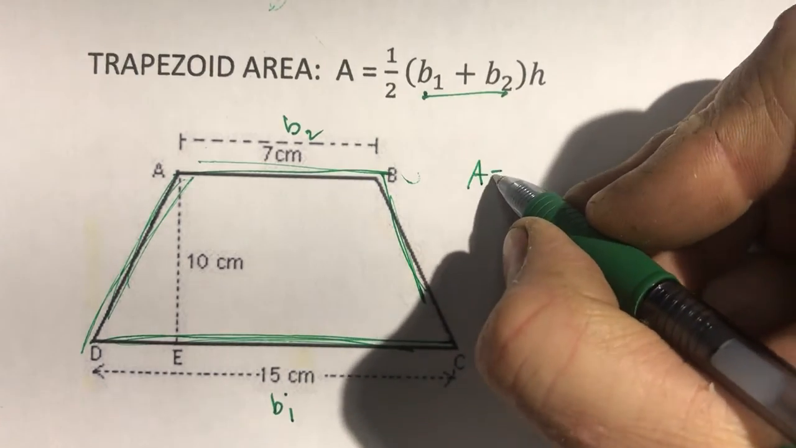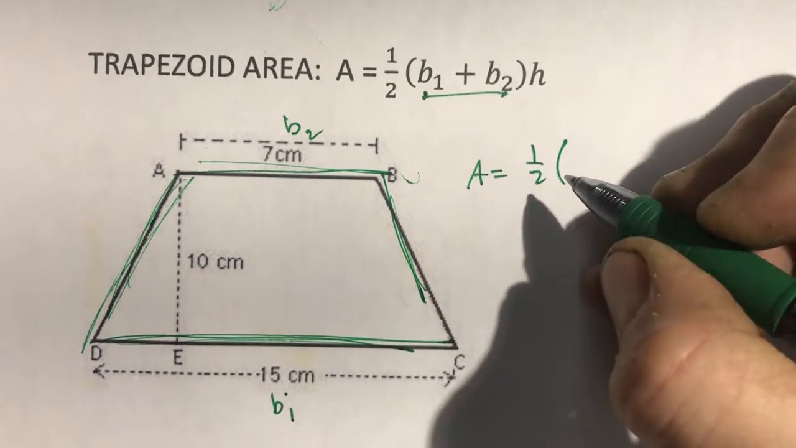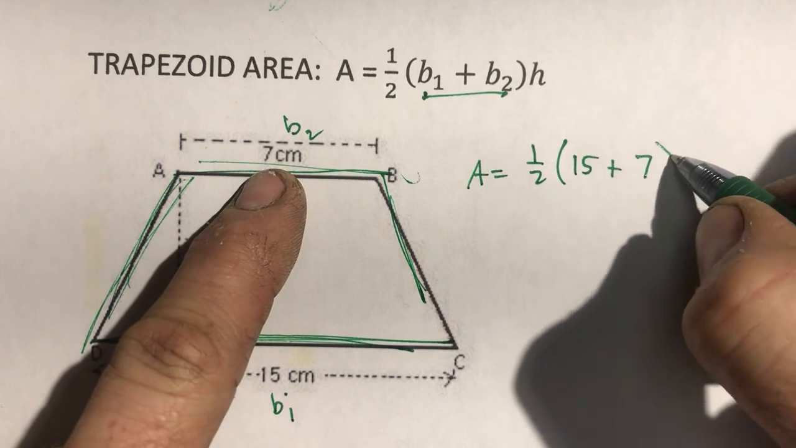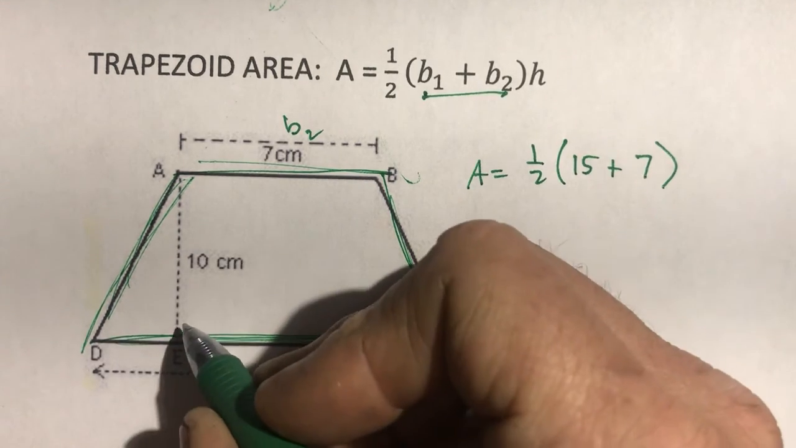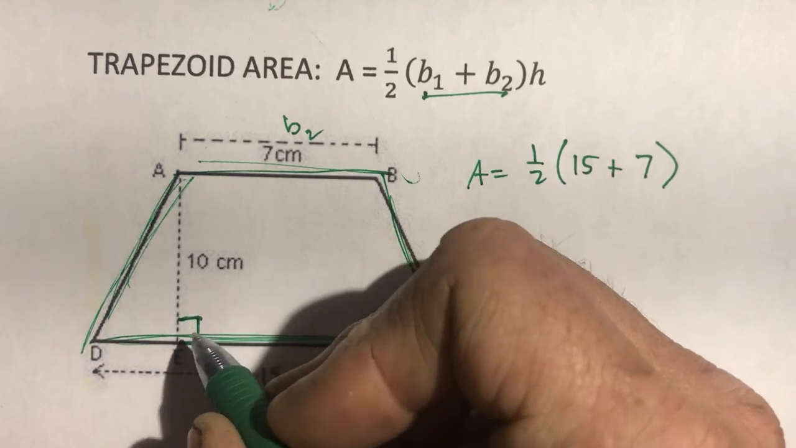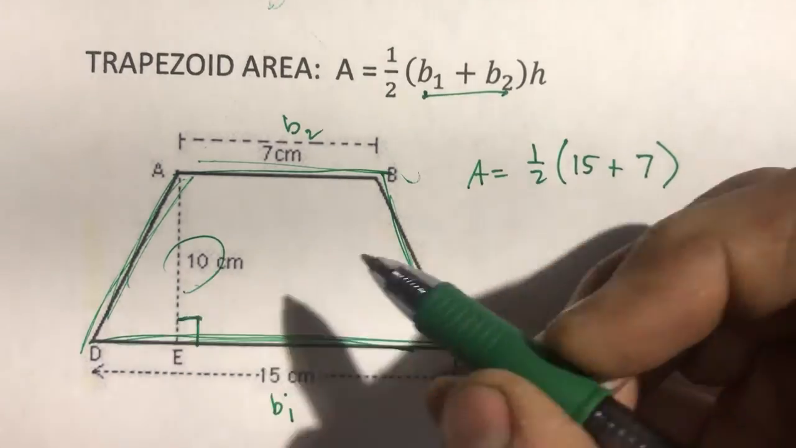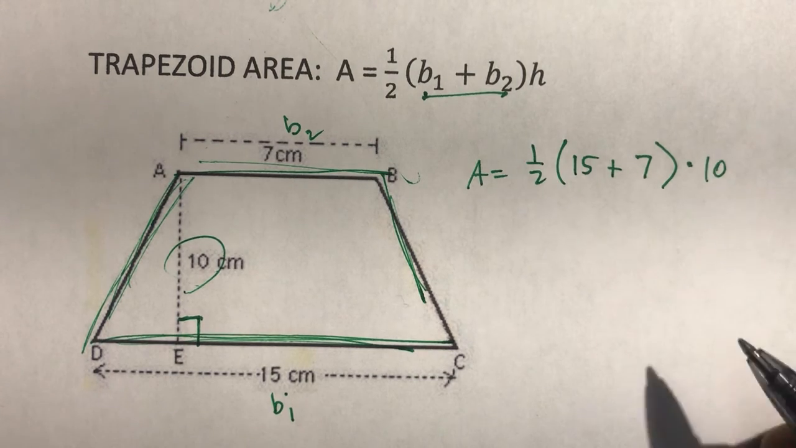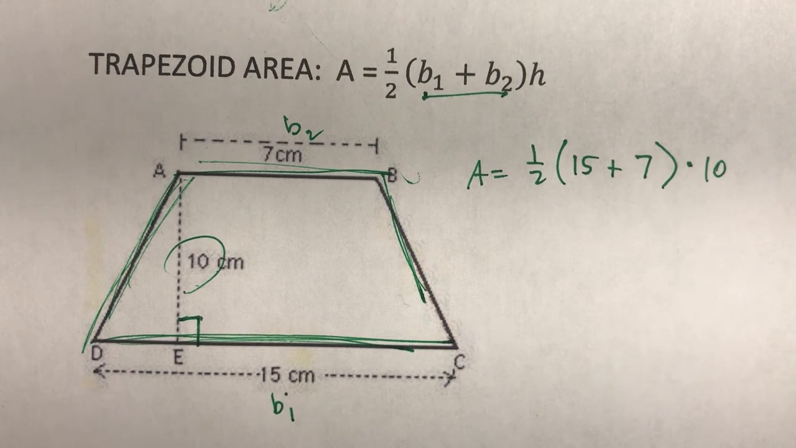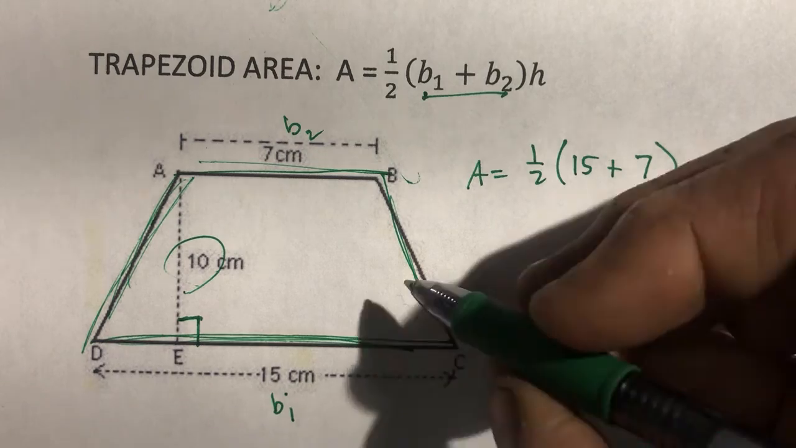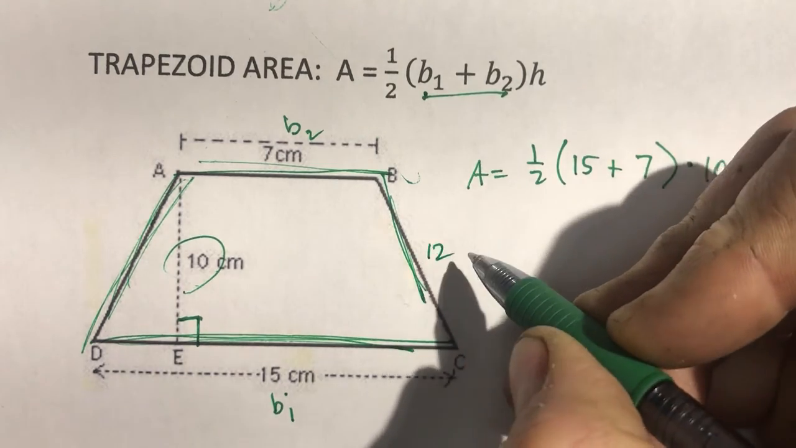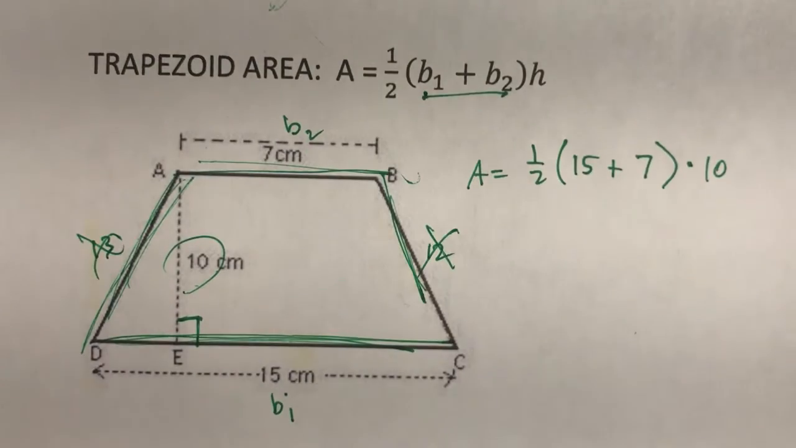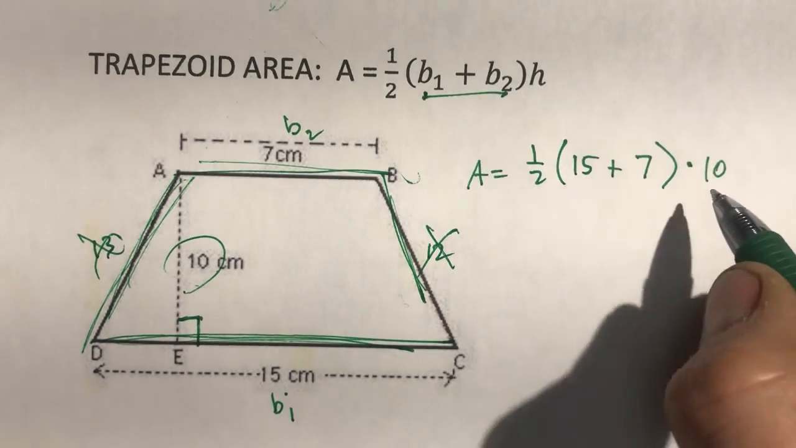So my area here is going to be 1/2 base 1, which is 15, plus base 2, which is 7, times the height. Now look, notice, here's my right angle. They're supposed to be 10 would be my height. And that's how you would put the numbers in. Okay, sometimes you might have, like this might be 12 over here, and this might be 13 maybe, but we don't use those because they're not the height.